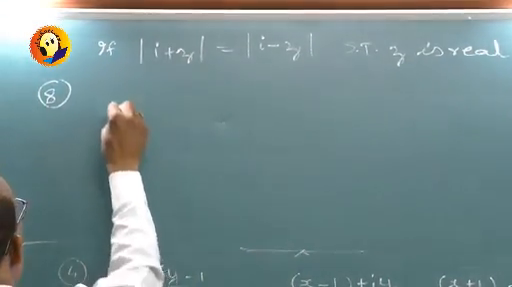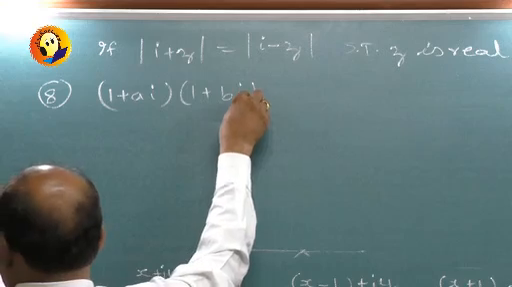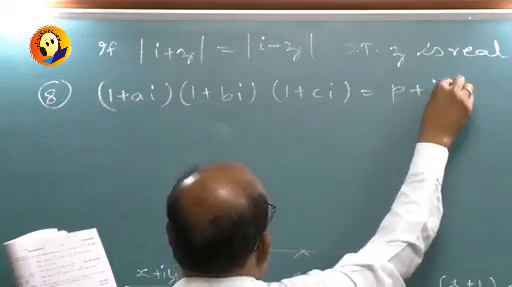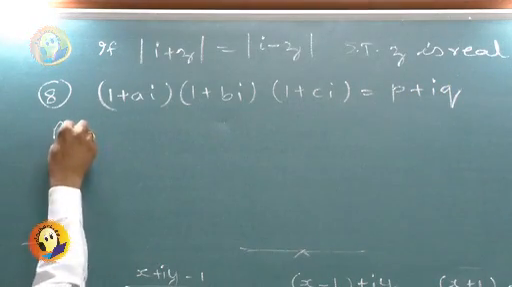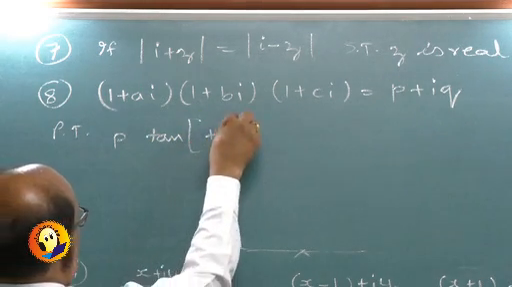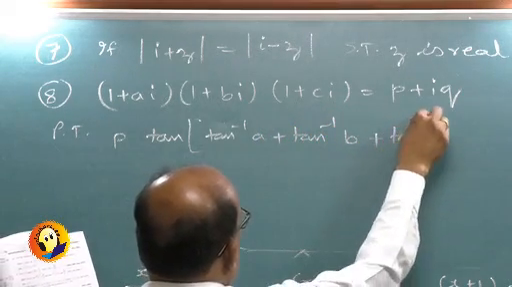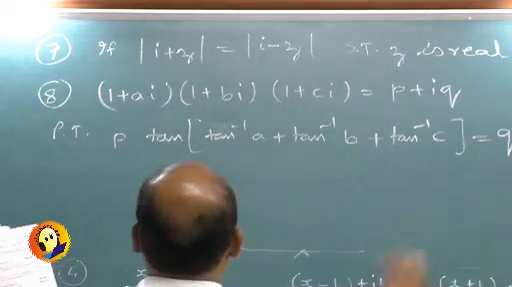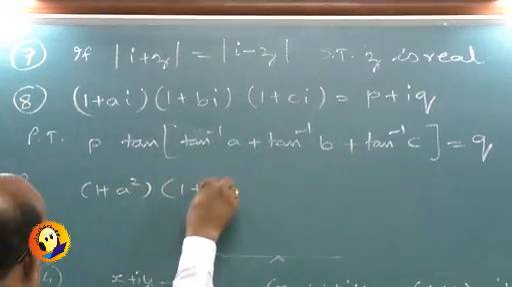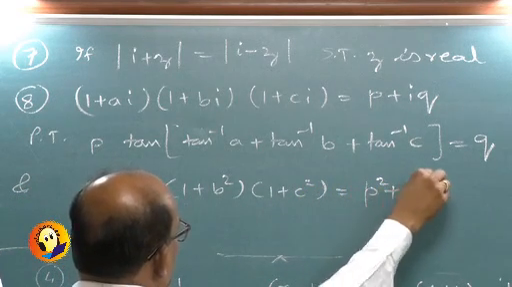8th. 1 plus ai into 1 plus bi into 1 plus ci is equal to p plus iq. Prove that tan inverse a plus tan inverse b plus tan inverse c is equal to q by p, and 1 plus a square into 1 plus b square into 1 plus c square is p square plus q square.